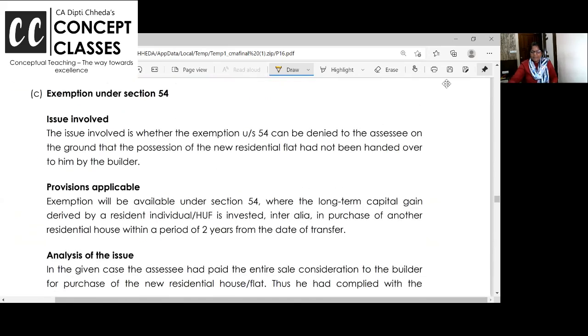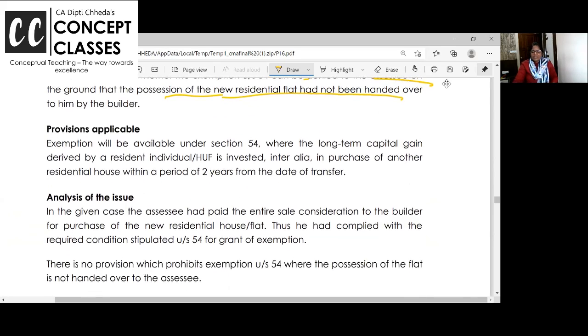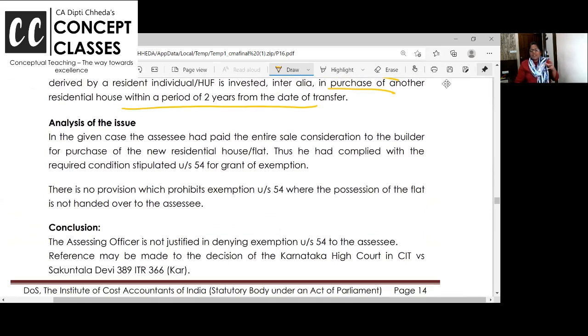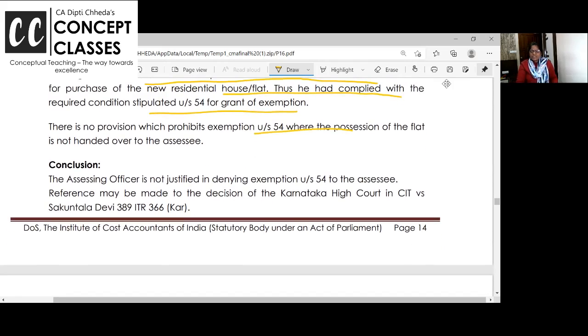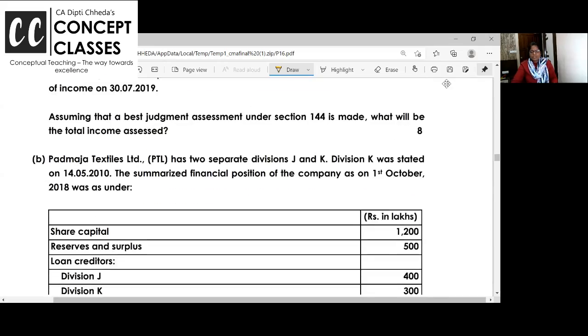Let's read this quickly. The issue involved is, can exemption under section 54 be denied on the ground that a new residential house is not purchased? Exemption is available on long-term capital gain if you purchase another house within 2 years. And the inference is, you have already made the complete payment. In the given case, the assessee has paid the entire sale consideration. Thus, he has complied. You wanted him to sell one house and buy one house. He is doing that. The conclusion is, the AO was not justified in denying exemption under section 54. Okay? Sure. Next, now we are doing the fourth one.